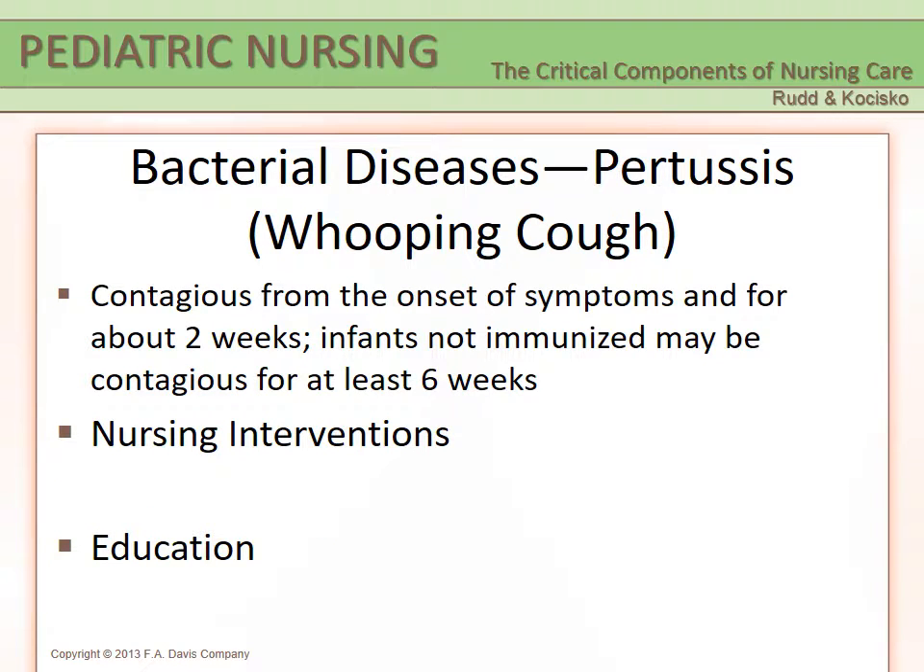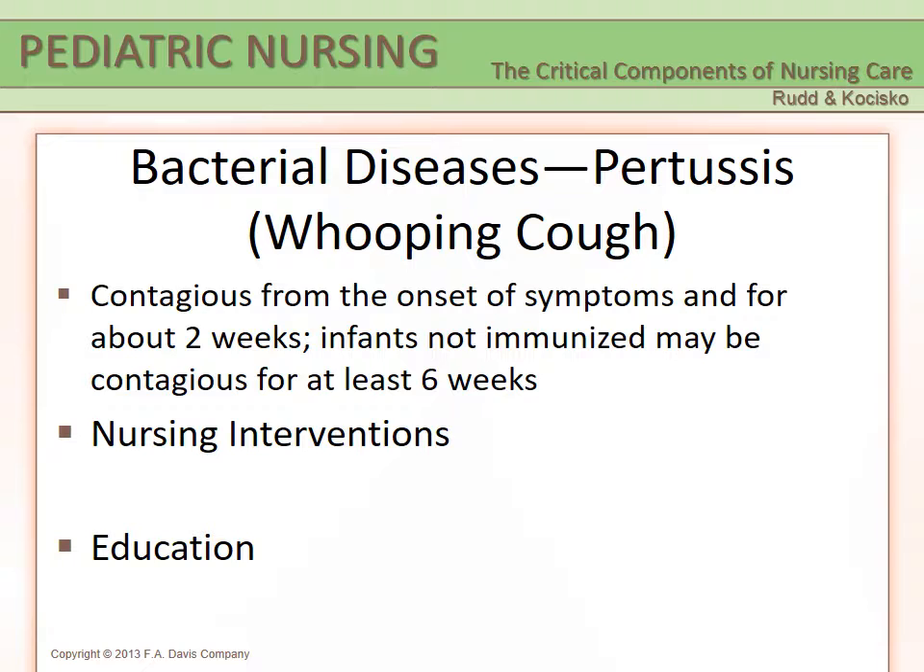Then we have pertussis or whooping cough, which is very common. It's contagious from the onset of symptoms and for about 2 weeks after the symptoms begin. Infants who are not immunized may be contagious for at least 6 weeks. It's actually spread by direct contact and droplet, and then indirect contact with freshly contaminated articles.